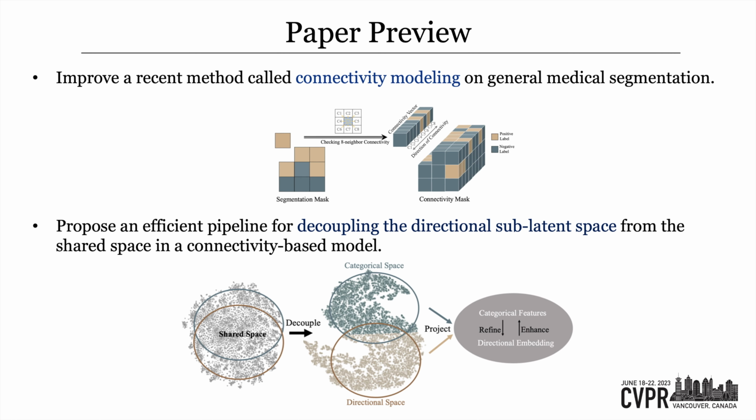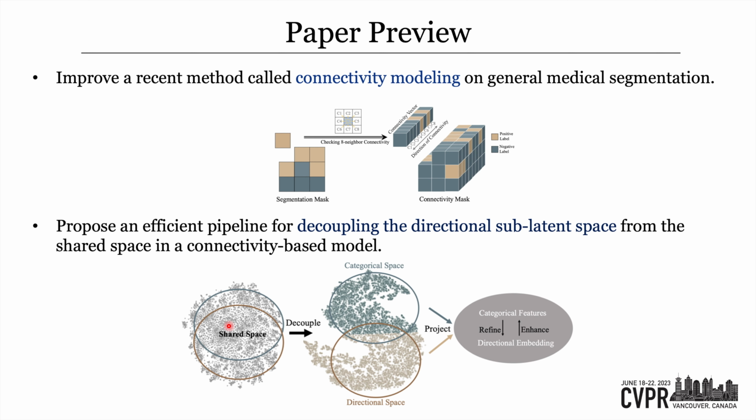In this paper, to improve the anatomical consistency in medical segmentation, we aim to improve a recent method called connectivity modeling. We started from studying the feature space of a vanilla connectivity-based model. And we observed that two types of features exist in the entire feature space, which are the categorical features and the directional features. In the previous connectivity-based methods, these two features are highly coupled.